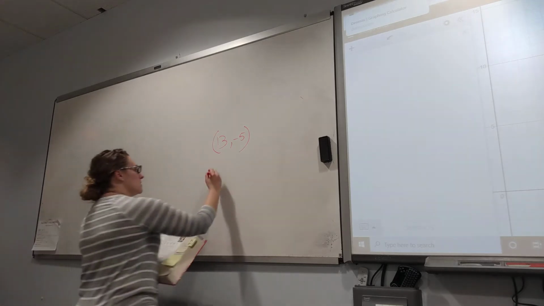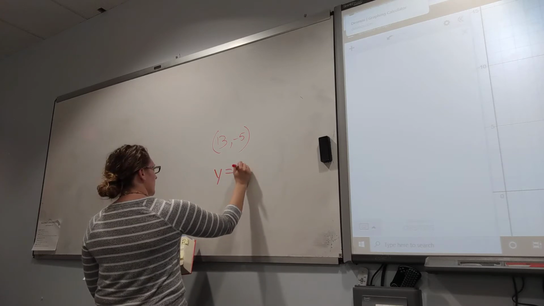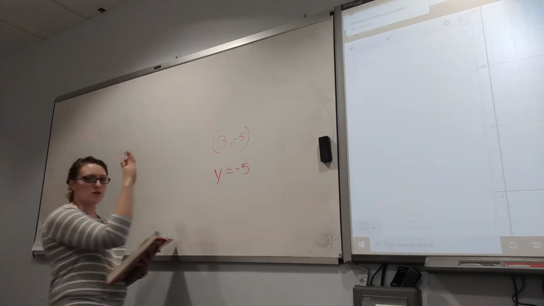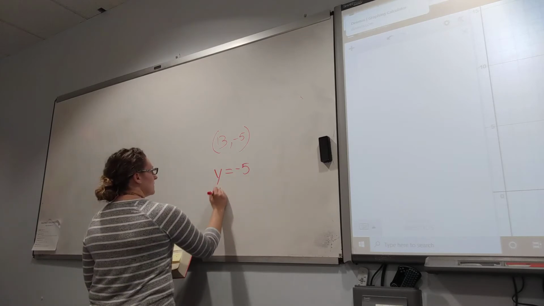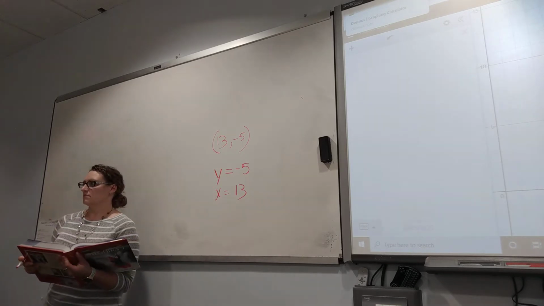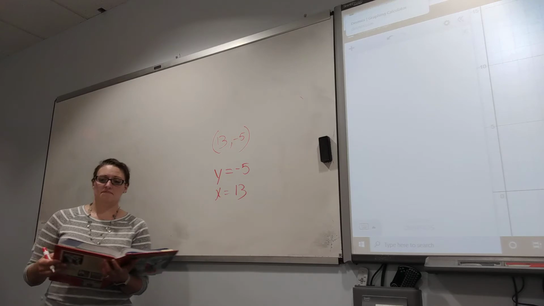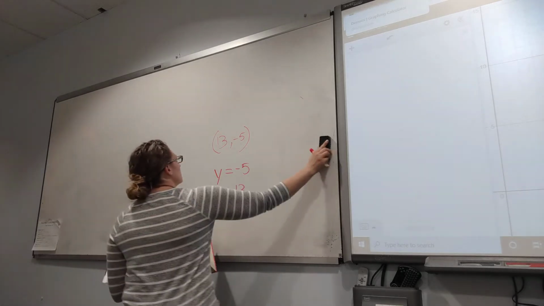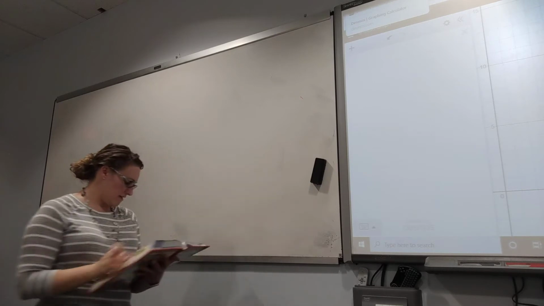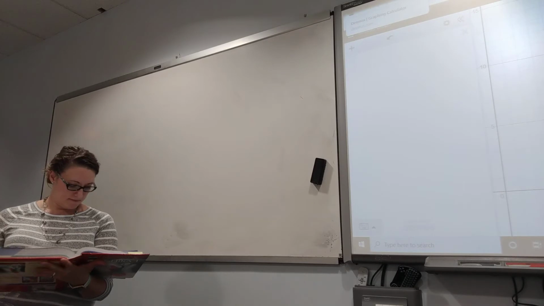All right, so if this were to be horizontal, it would be y equals -5, right? And if this were to be vertical, it would be x equals 13. Everyone got it? Pretty easy. Okay. All right, well, let's go ahead and try number 5 then. 5 is from example 4.